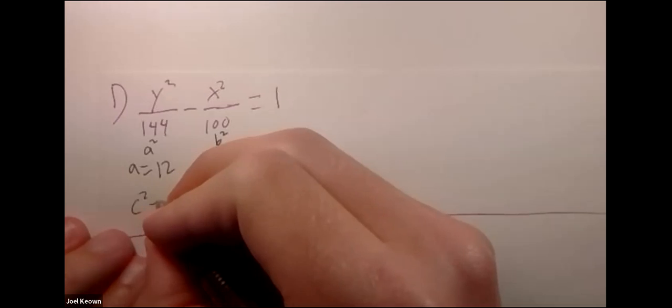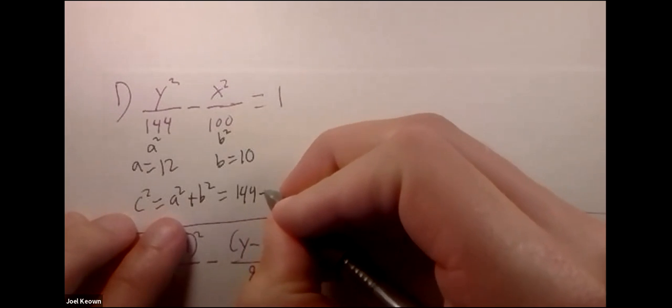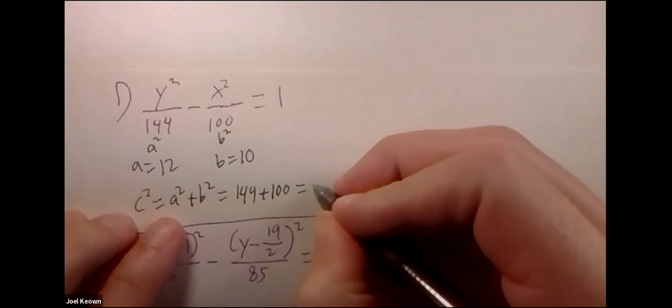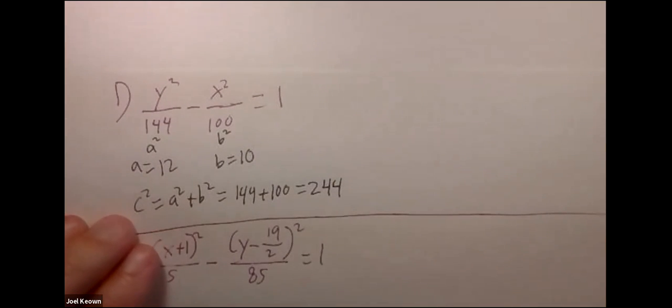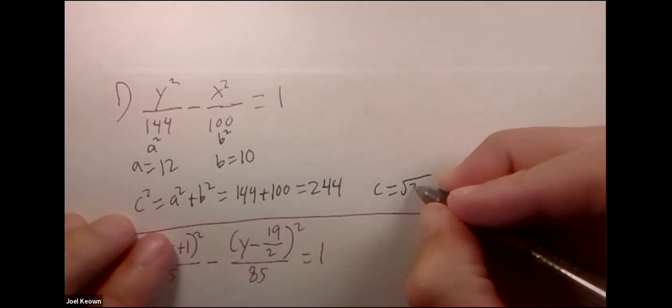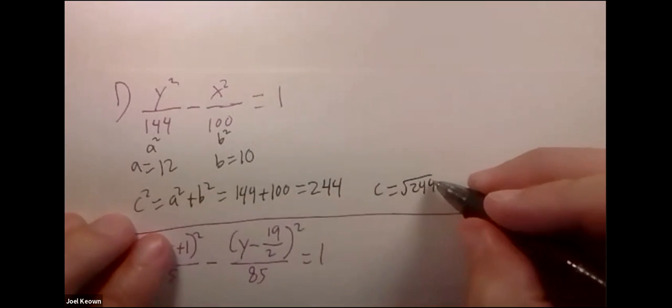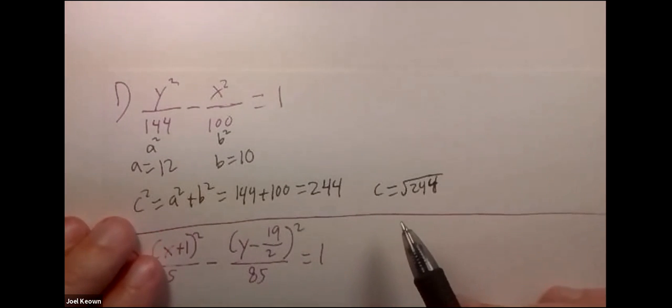All right. Well, I need to know what c is. c squared is a squared plus b squared. So let's see here. That means c squared equals 144 plus 100, which is 244. Here's c squared. So c is the square root of 244. Sure, I could probably simplify that down, but I'm going to leave it like that.